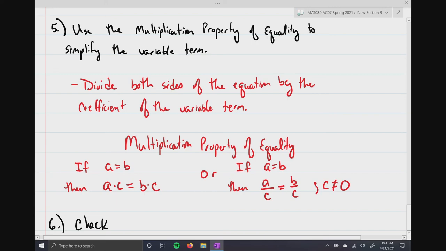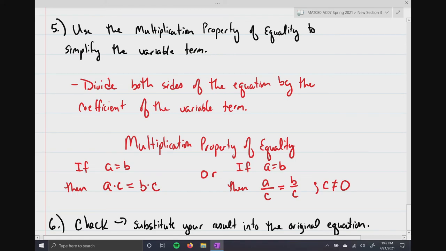And step six is just check. To check, you will substitute your result into the original equation. And that's it. Those are the six steps.